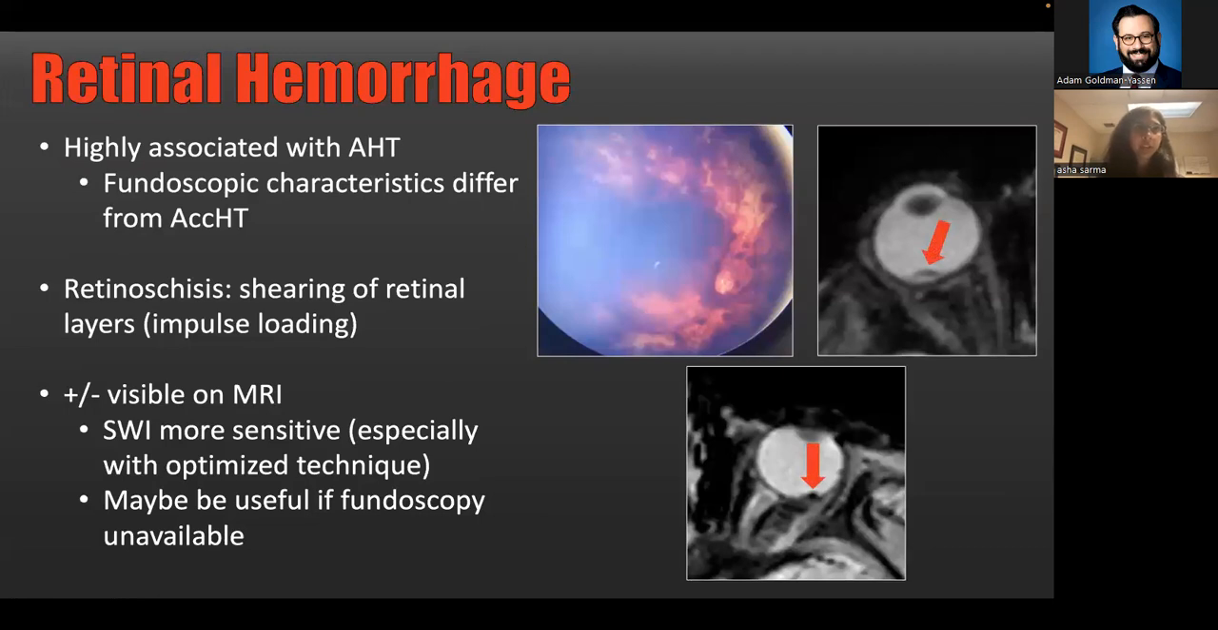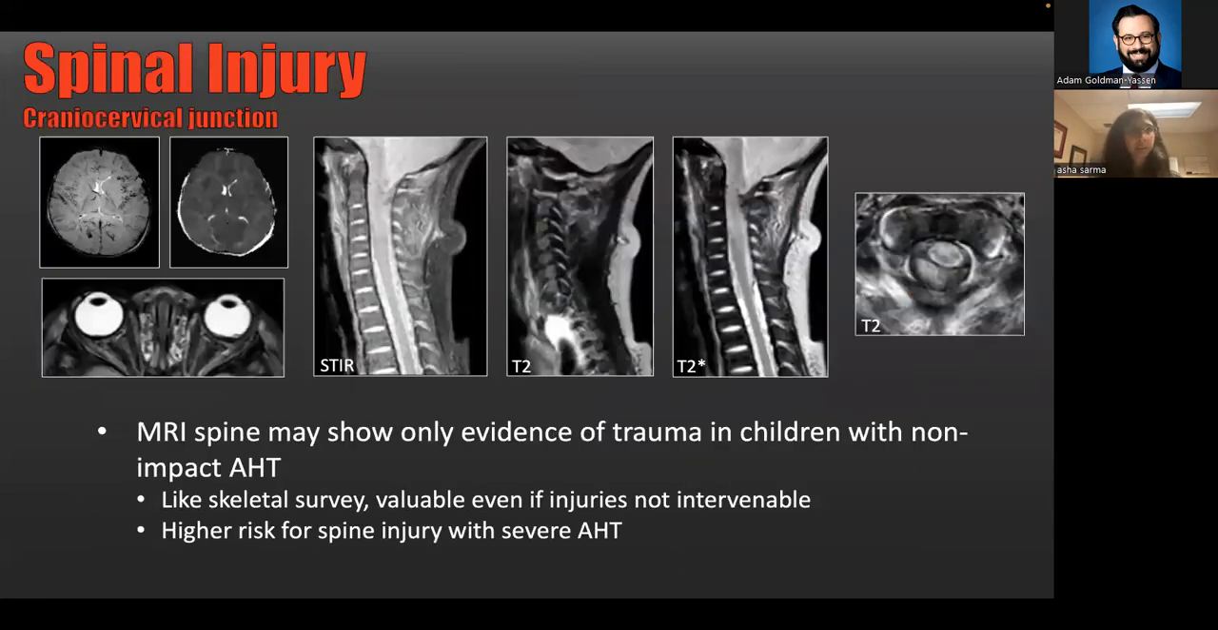Retinal hemorrhages are highly associated with abusive head trauma, and the fundoscopic characteristics differ from retinal hemorrhages seen in accidental trauma. Retinoschisis is defined as shearing of the retinal layers due to impulse loading. You can see here, it looks like lifting of the retinal layers, like a line instead of a dot, like you see here. They may or may not be visible in MRI. SWI is more sensitive, especially with optimized techniques, but it's still important to look for these. They may be useful in cases if fundoscopy is unavailable or if the patient is deceased before a retinal exam can be carried out, for example.